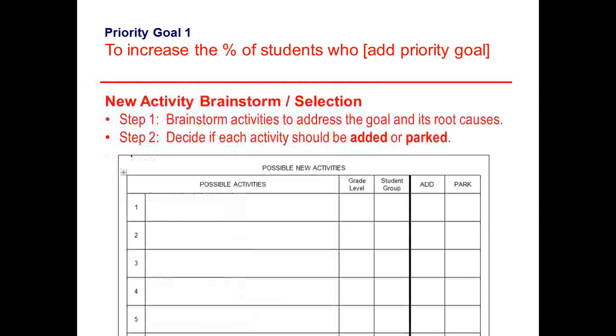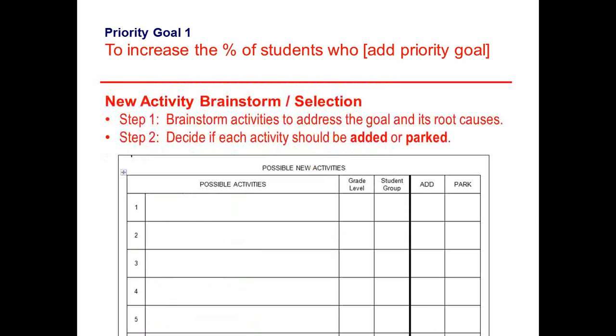So this is a poster. As people come up with ideas, you'll jot that in the first column, and then you'd be saying, okay, what grade level are we going to do this activity with? Maybe it's going to be 8th graders. What student group? Maybe all. And so to the left of that heavy black line, you'll just brainstorm all the possible activities first.